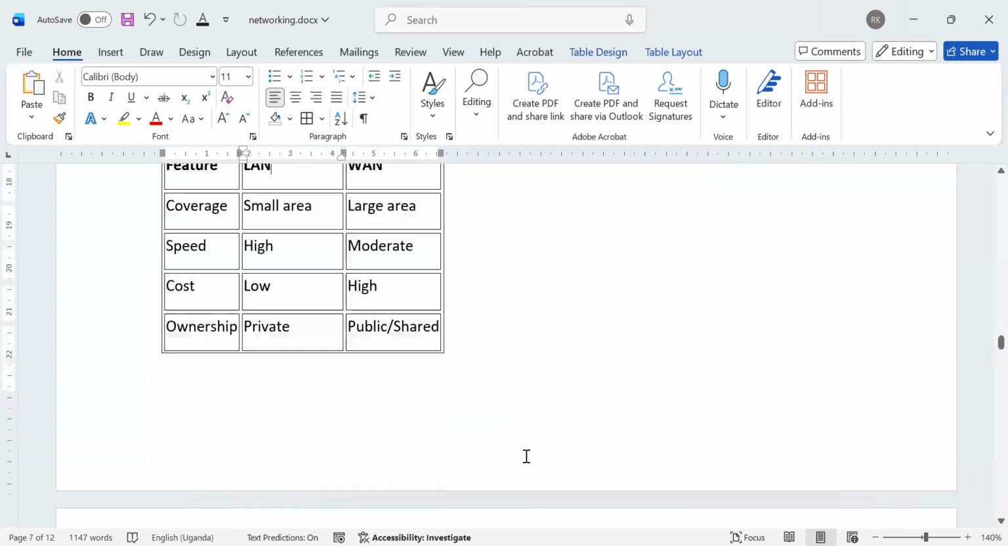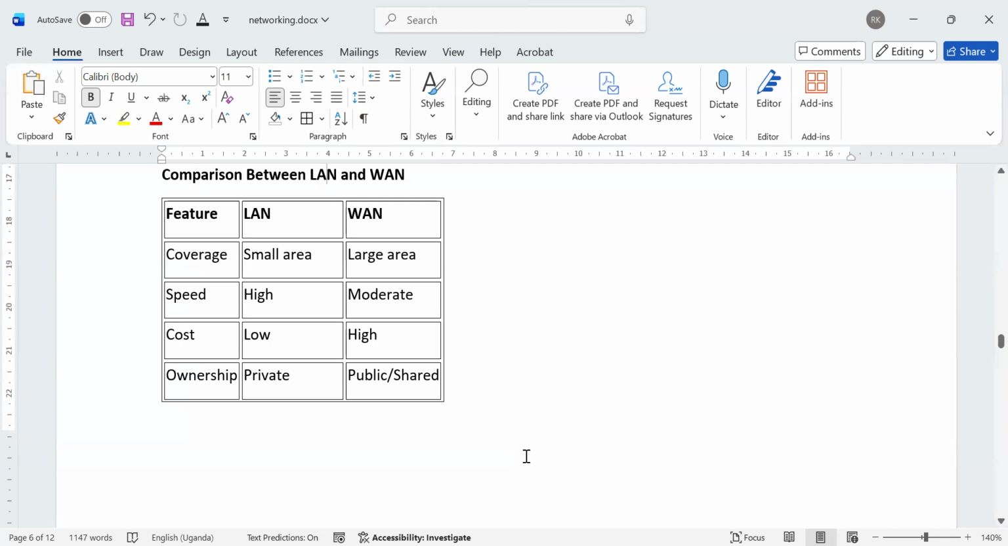Okay, want to compare the two? The LAN and the WAN. So coverage, the LAN covers a small area, the WAN covers a large area. Then speed, LAN has high speed, whereas WAN is moderate. The cost is low on LAN and it is high on internet setup. Ownership, LAN is private and WAN is publicly shared. And I have said LAN uses private IP addresses and WAN uses public IP addresses. Because it uses public IP addresses, the public can easily access it. And so the hackers can easily get into our system compared to the LAN.